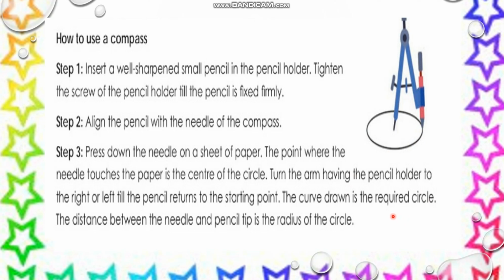Got it, children? And the distance between the needle and pencil tip is the radius of the circle. So the distance between this pencil and this needle of the compass is the radius. So the distance from the center to the edge of a circle is the radius. Got it, children? Okay, so now I hope you know how to use the compass, isn't it? Okay.